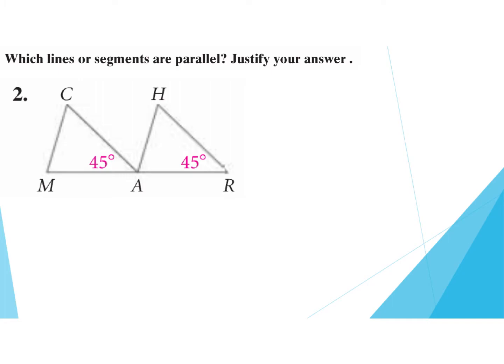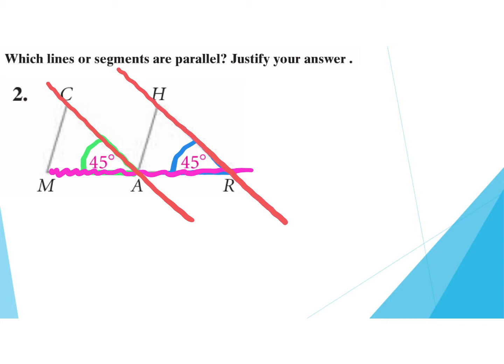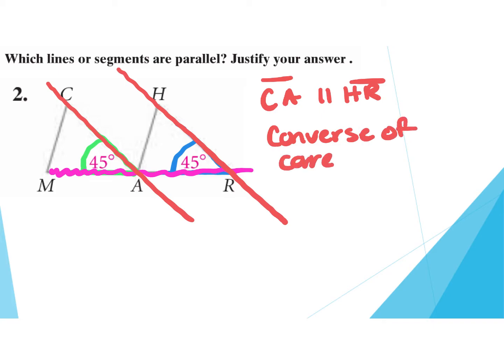Again, I start by tracing over my angles. One angle is right here, and these are the sides. The other angle of 45 is here, and these are the sides. The line that runs into each other is this line right here, so this becomes my transversal, which means that the other two lines are the parallel lines. So I could say that segment CA is parallel to segment HR, and again, these are corresponding, so my reason would be converse of corresponding angles.